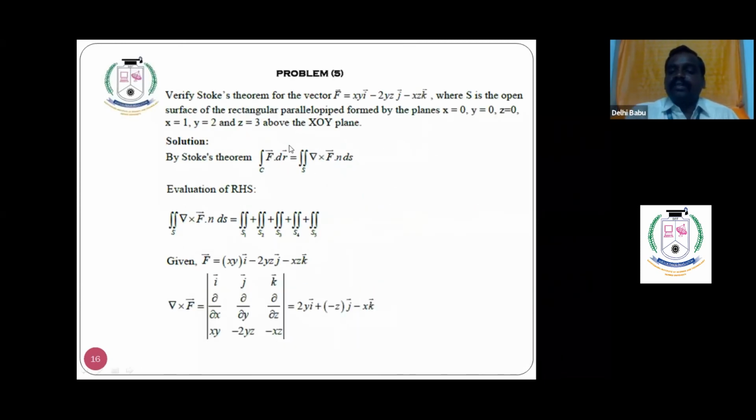Okay, so once again I will do the right hand side first and then I will go to the left hand side. For the right hand side I need del cross F. So F vector is given in the problem as xy i minus 2yz j minus xz k. So del cross F they are asking. Del cross F means, you know, the cross product is a determinant. First i vector, j vector, k vector, and then del: i component is dou by dou x, j component is dou by dou y, k component is dou by dou z, and then F vector. In F vector, what is the i component? xy. What is the j component? Minus 2yz. What is the k component? Minus xz.